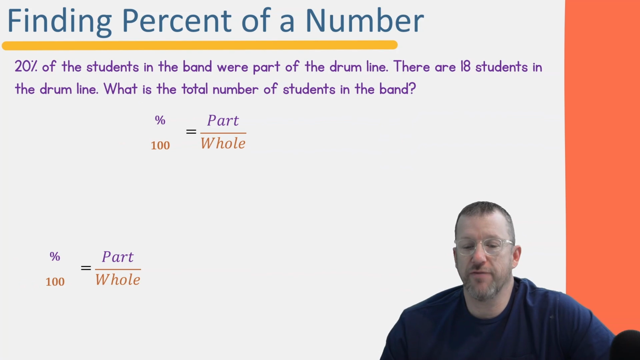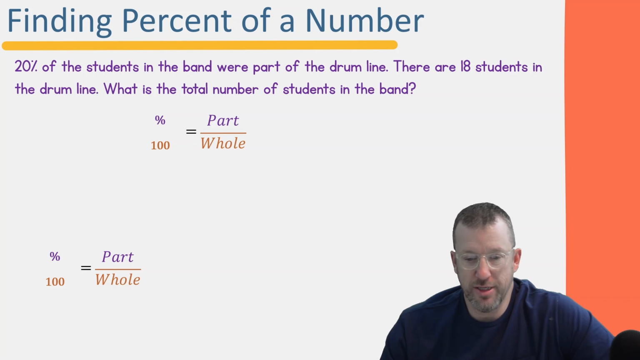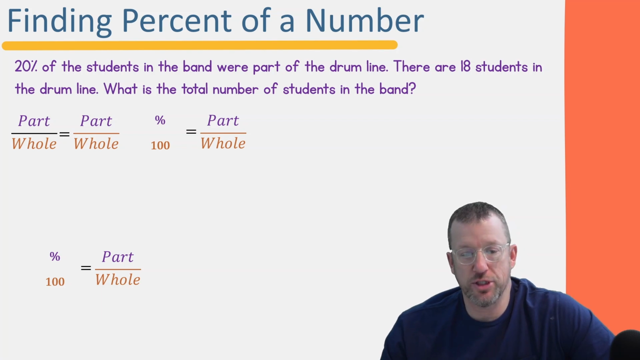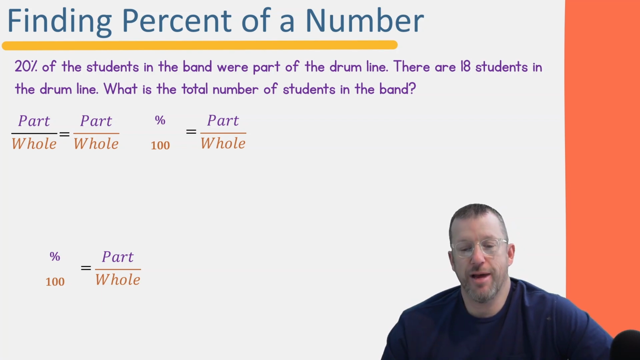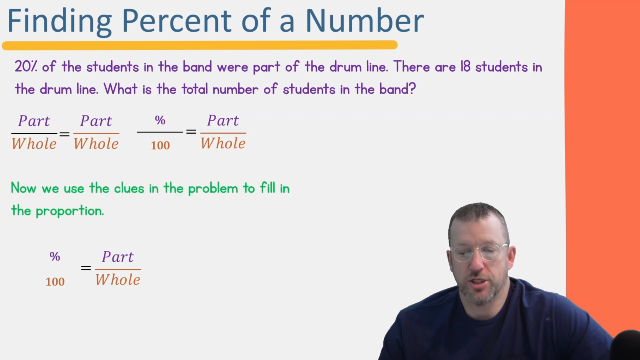So 20% of the students in the band were part of the drum line. There are 18 students in the drum line. What is the total number of students in the band? Okay, so here is our situation. We have part over whole equals part over whole. That's how we're setting up our proportions. We're dealing with percent of a number. So now we need to go back and try to figure out how we're going to fill out this situation, okay? So here we go.